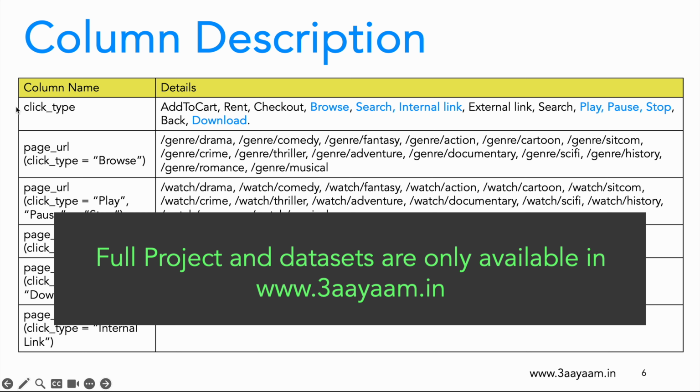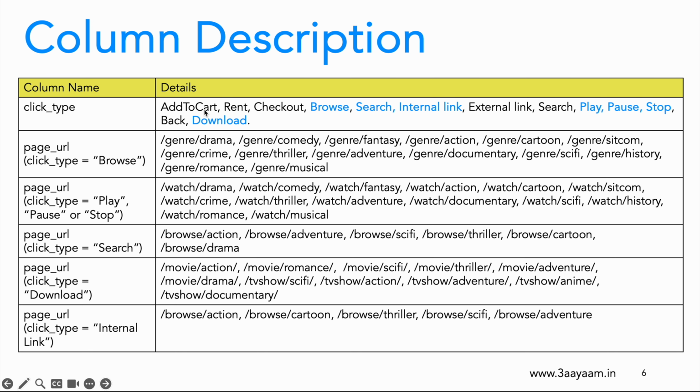Now why is it named click type? Because whenever there's a button, let's say, using which you are adding a product to a cart or renting out a movie, or you are searching something, going to an internal link, going to an external link, etc., all those button clicks would be captured in the click type column. And along with the click type, there would be page URLs. What would be the various page URLs?